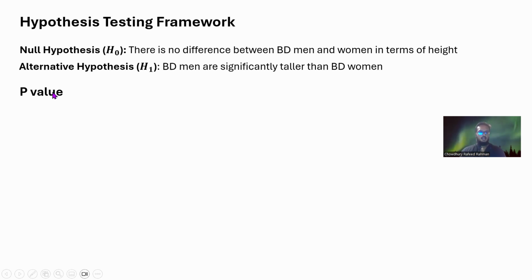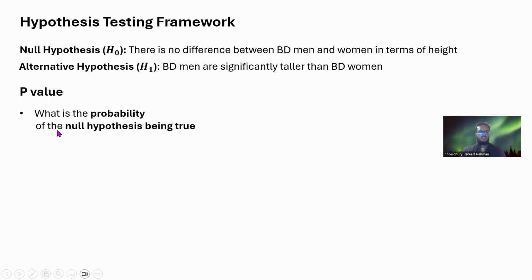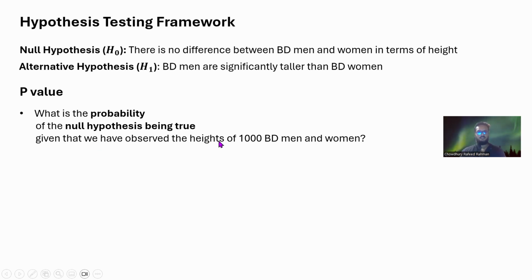Okay, fine. Now, in order to do this, we have something called the p-value. So what is the p-value? Very, very important. Pay attention here. P-value is a probability. So what is the probability of the null hypothesis being true? That means, in this case, what is the probability of no difference between men and women height in BD, given that we have observed the heights of 1,000 BD men and 1,000 BD women. So again, let me clarify this. We have observed 1,000 BD men and 1,000 BD women and their heights. So given that we observed this, what is the probability of the null hypothesis being true?